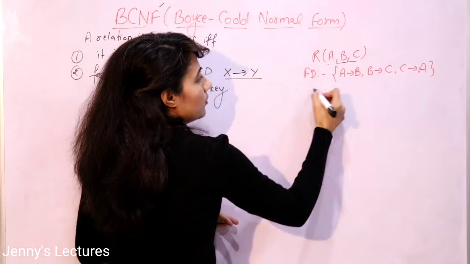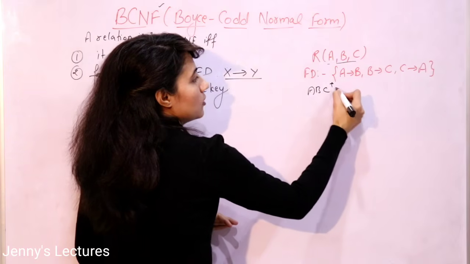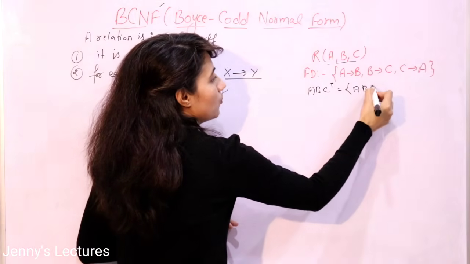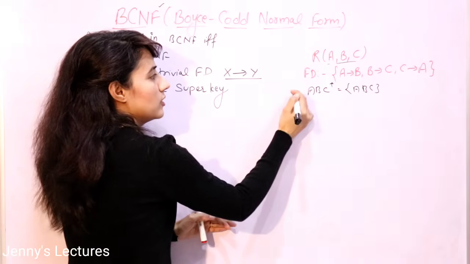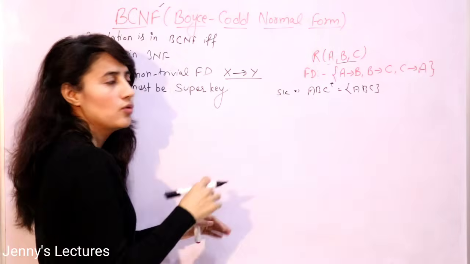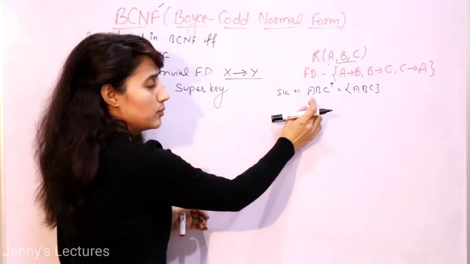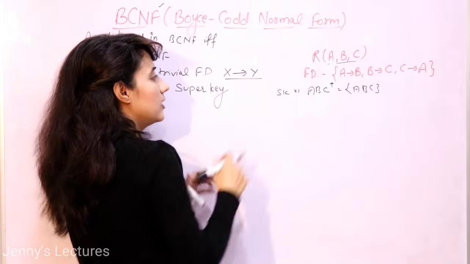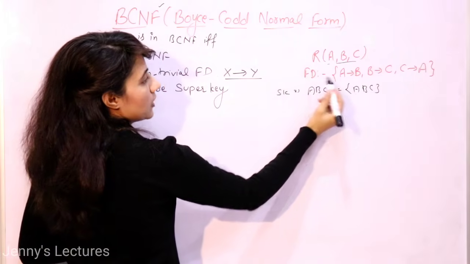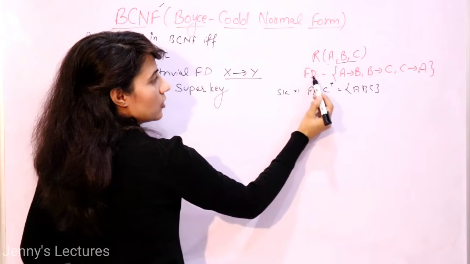Take all the attributes, take the closure, and definitely that would give all the attributes of the relation. So you can say that this is a super key. Now find out candidate keys. You discard as many attributes as you can, because a candidate key is a minimal super key. How to discard? Check the functional dependencies.